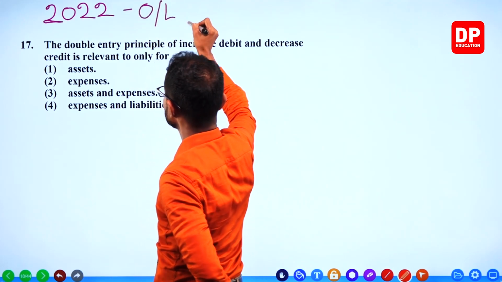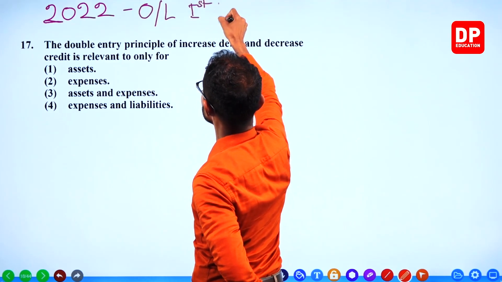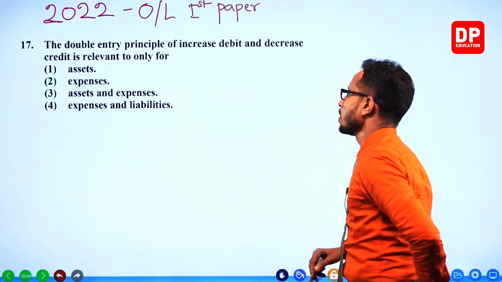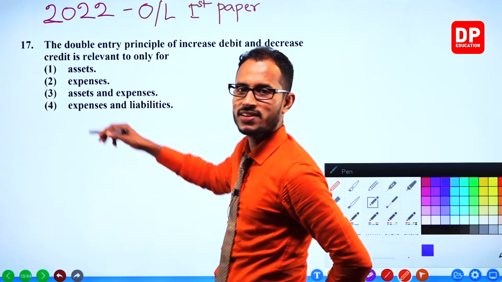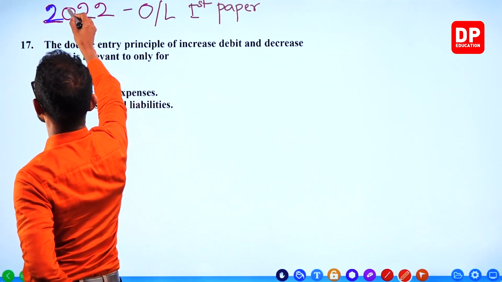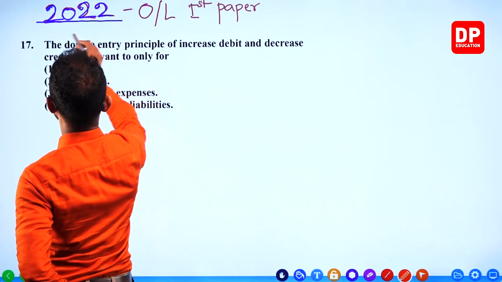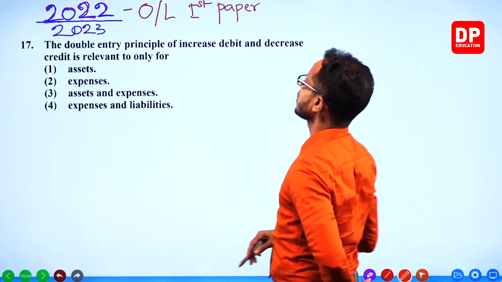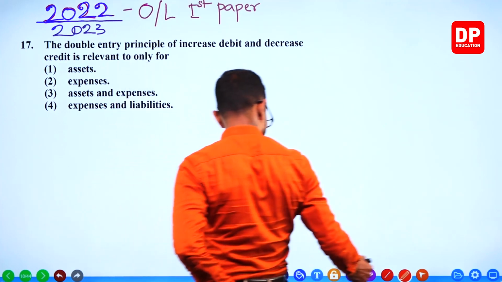The OL first paper, paper 1, which was done in 2023. So this comes as 22/23. First paper, from the 17th question. Here we go.